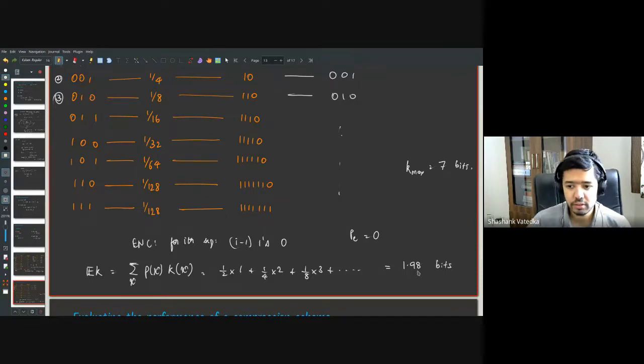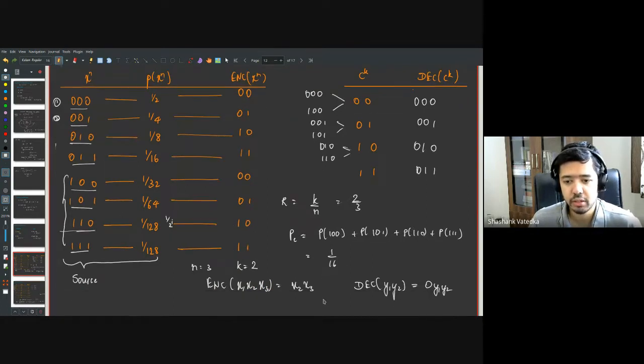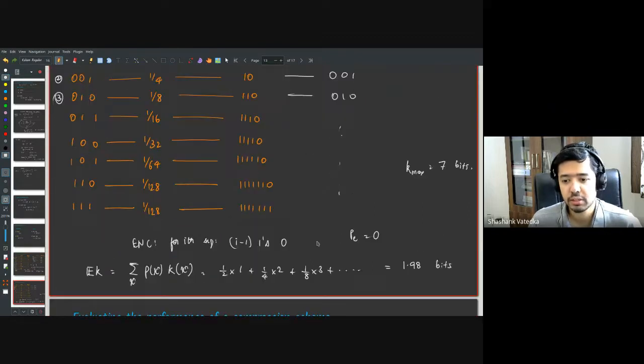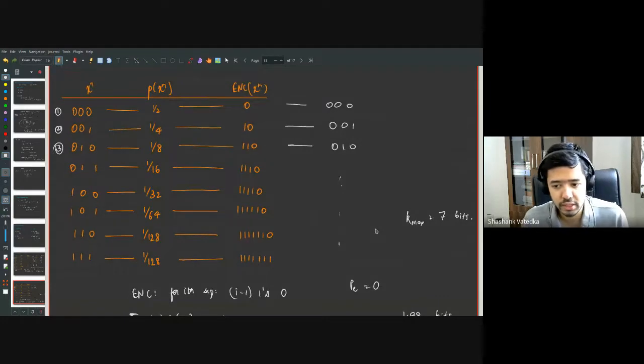All right. So this is an example of a variable length compressor, and this was an example of a fixed length compressor. Both are lossless compression algorithms. Of course, this is almost lossless because there is a certain probability of error, whereas in this case, the probability of error is exactly equal to 0. Okay, any questions?